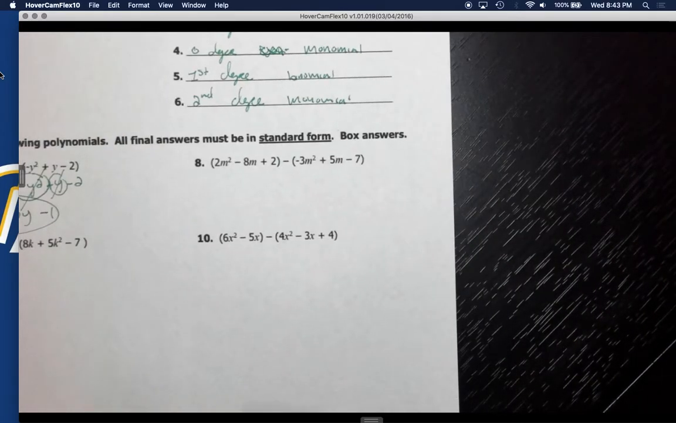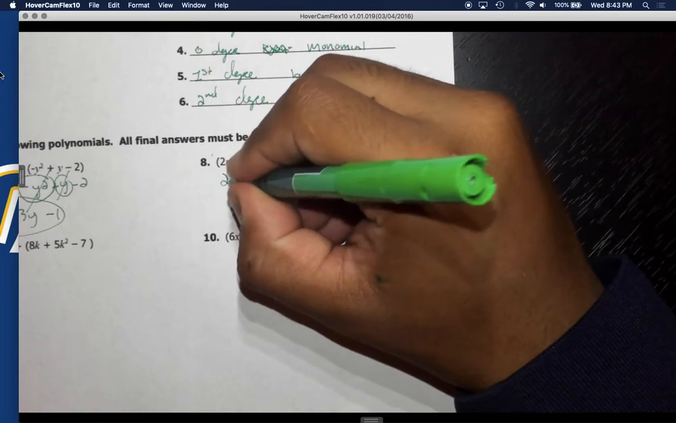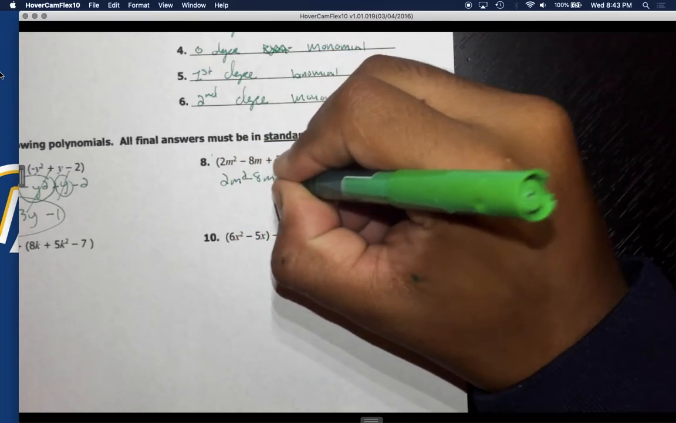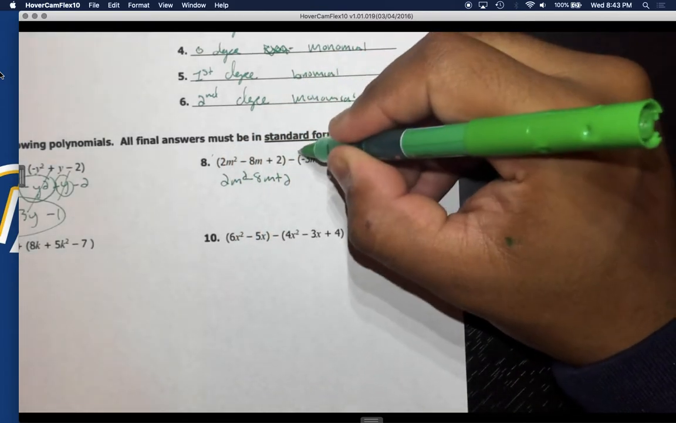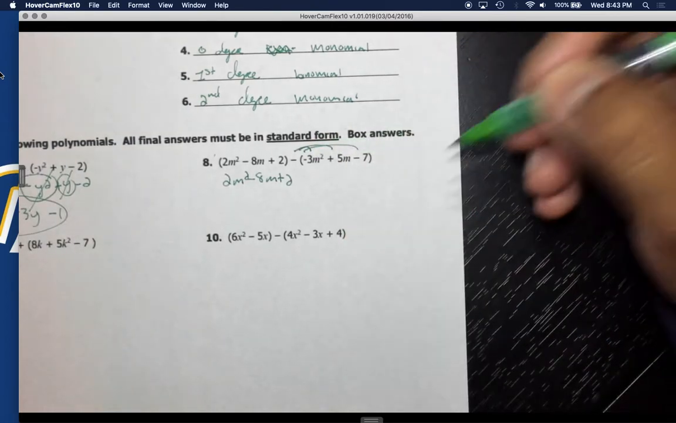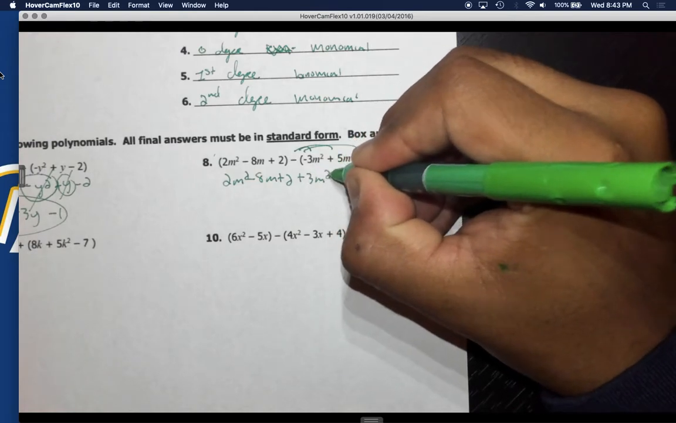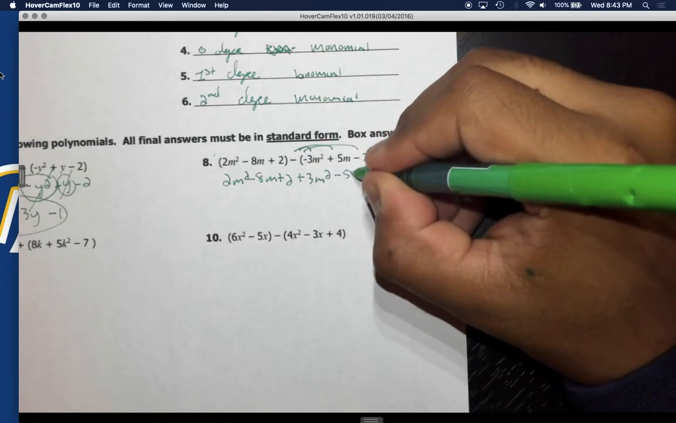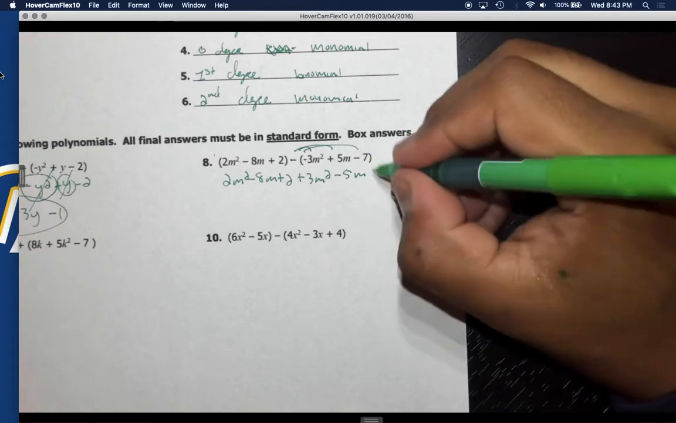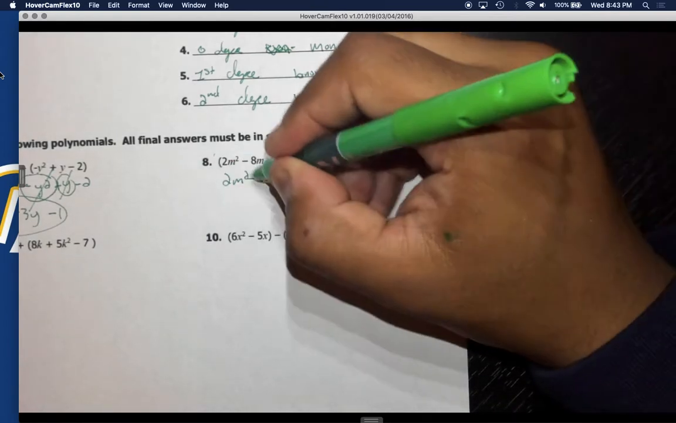All right, very next one. Nothing to distribute here, so I'm just going to rewrite it over. Notice there is something distributed and it's a negative. When you distribute a negative, all it does is change each term's sign. A negative times a negative is a positive 3m squared. A negative and a positive is a negative 5m. A negative and a negative is a positive, so you end up with a positive 7.